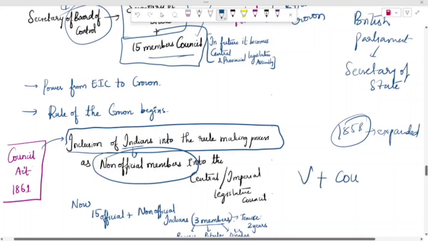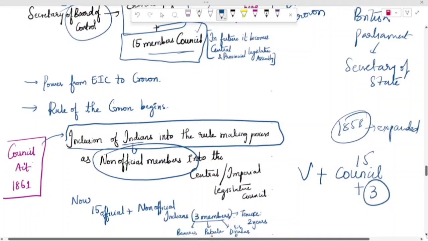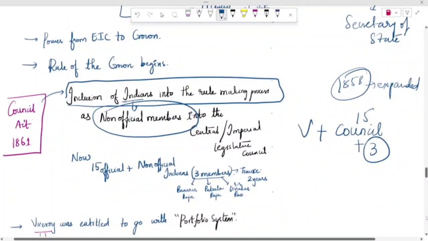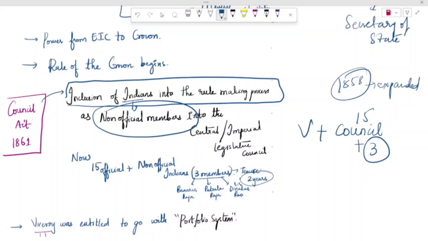So Viceroy plus council, the 15 member council, right? In the 15 member council, they'll be adding 3 more non-official members who are Indians. We are making you part of the rule making process, but you are non-official members, you'll have no vote, and the tenure of each person will be 2 years. And who are the 3 members? Raja of Benares, Raja of Patiala, and Sir Dinakar Rao.